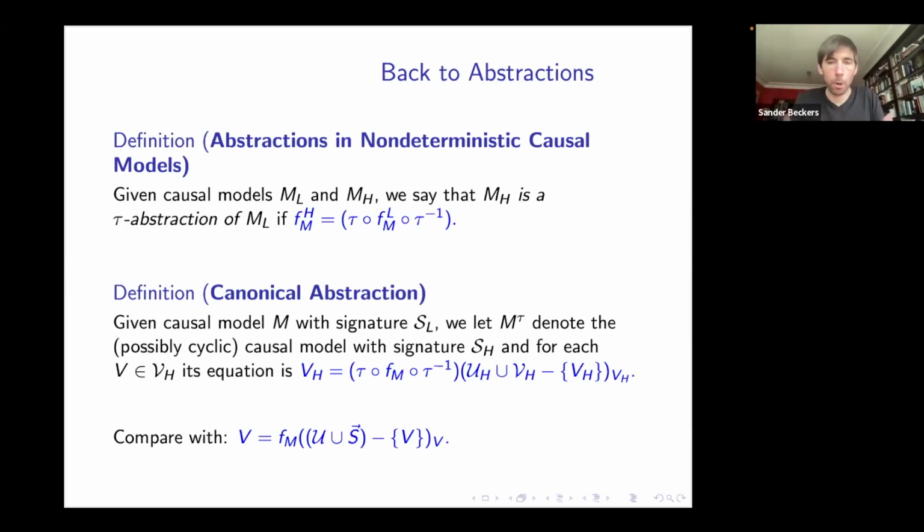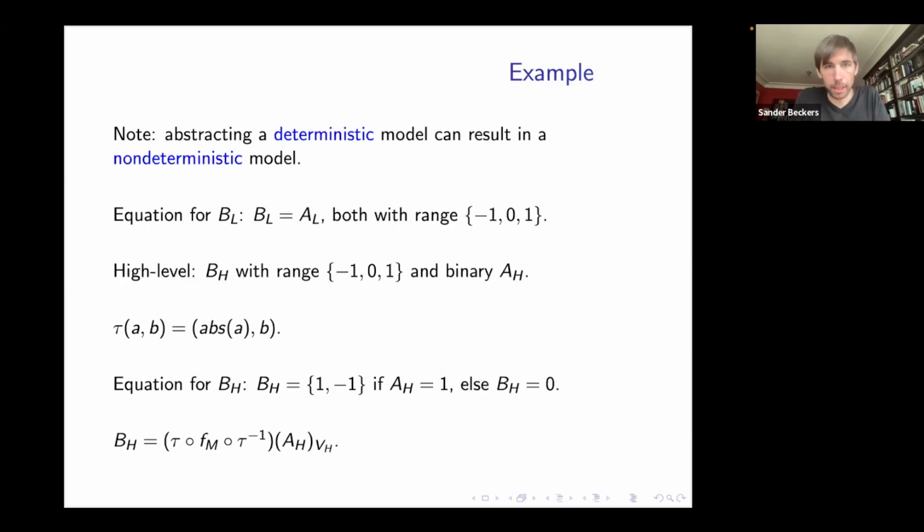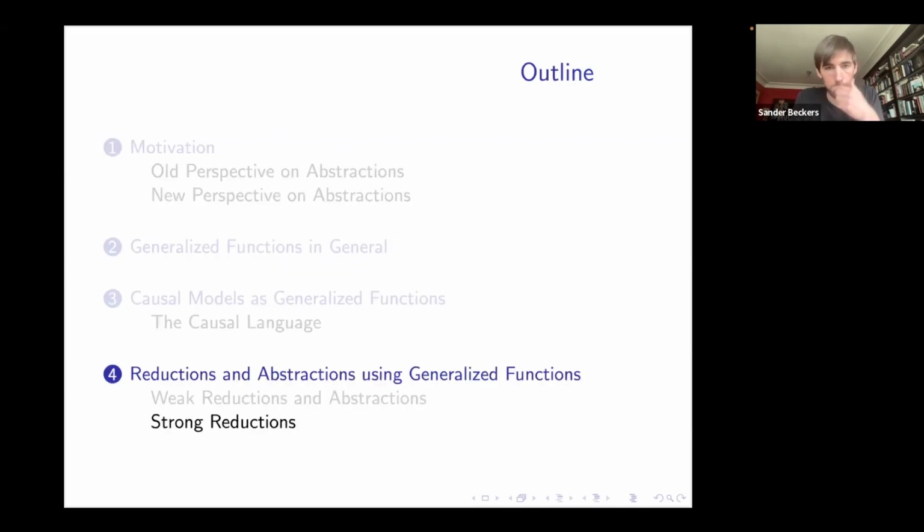And abstraction just says, okay, fine. You might be getting rid of some variables, and the other variables, you're going to a different signature by the use of tau. But other than that, the idea still applies. You can write down its equation by specifying the appropriate arguments for that equation. And so this immediately gives you the construction of a high-level causal model. Again, an example which I'll go over because I just want to briefly say something about strong reductions.